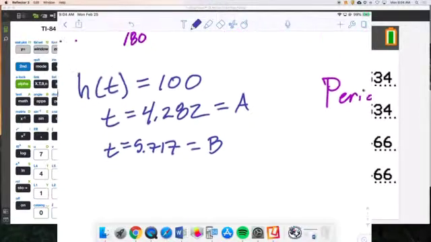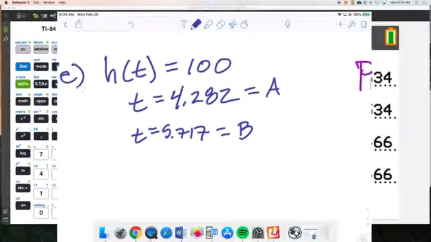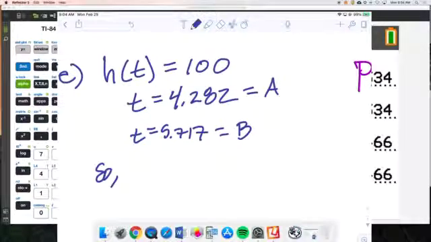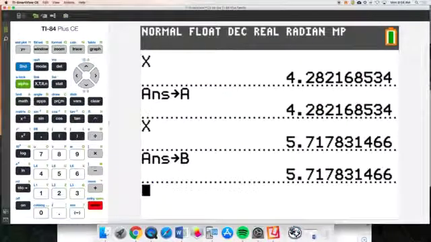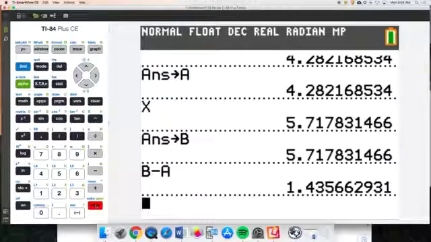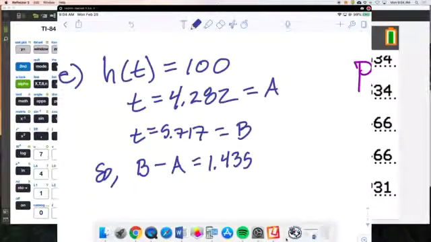All right, so what do we need to do with those? We need to find their difference now, don't we? So, another transitional word, B minus A. That's all you have to write. Equals B minus A. So if I then go to the home screen and do alpha B minus alpha A, it'll give me the difference of the stored values, which is 1.435. Again, we want to write 3 decimals down to report it, and I'll put seconds.